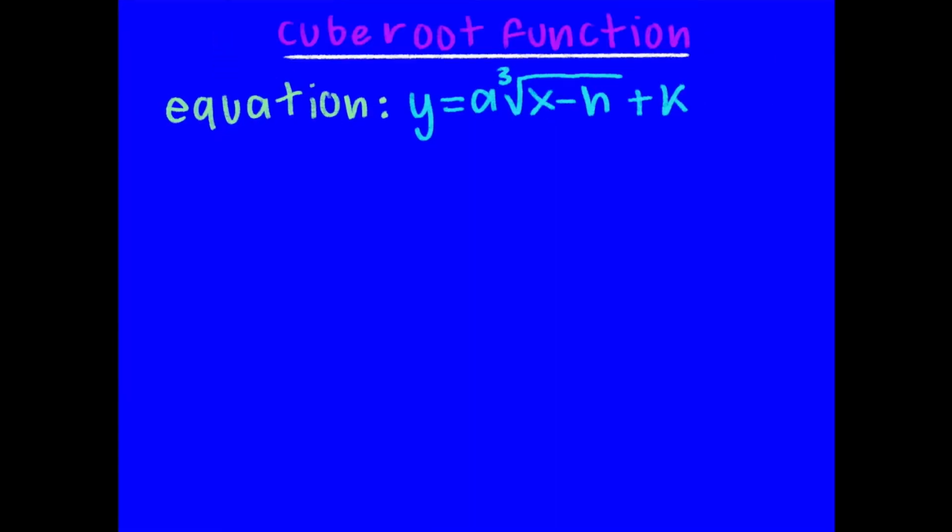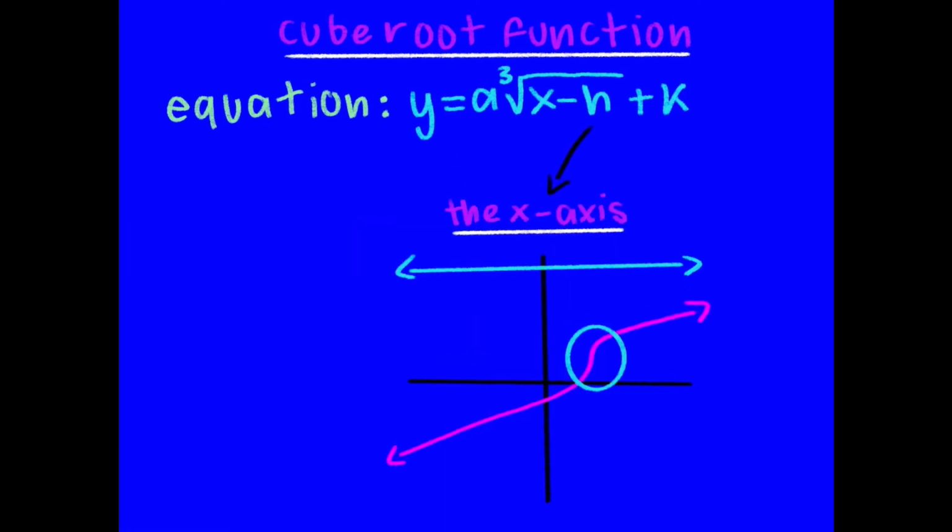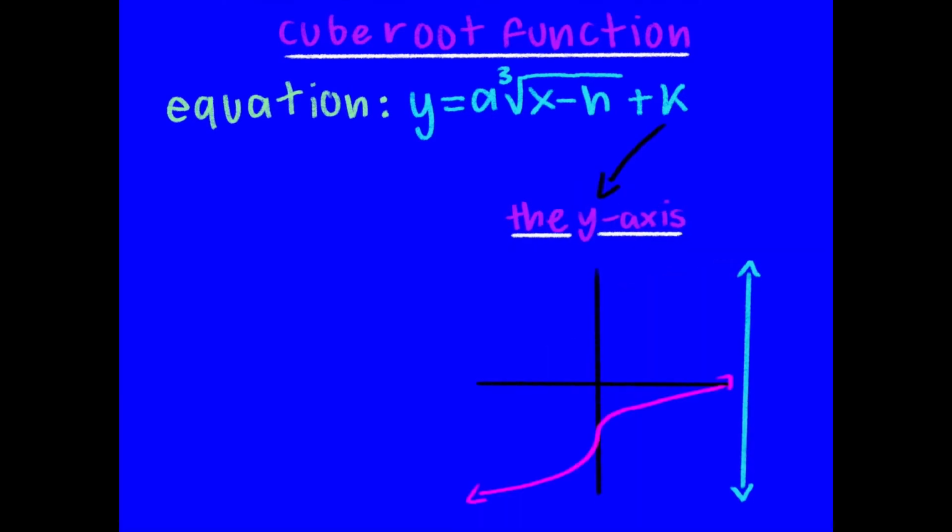Alright, next up we have a cube root function. The equation for a cube root function is y equals a cube root x minus h plus k. A is responsible for the dilation of the function. H is responsible for translation across the x-axis. K is responsible for translation across the y-axis.